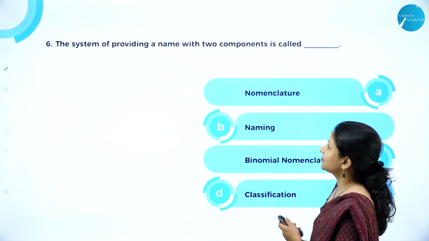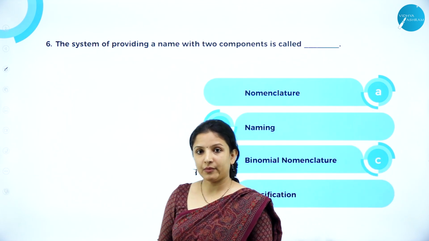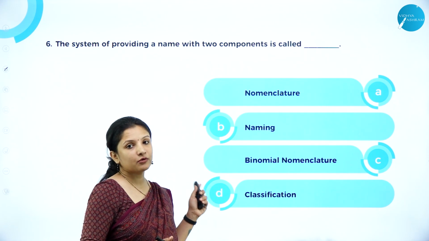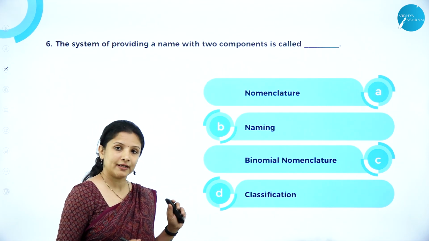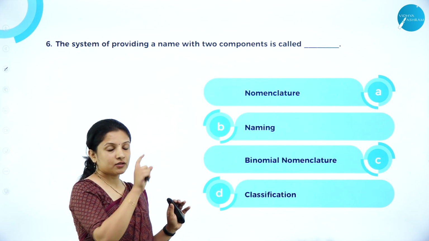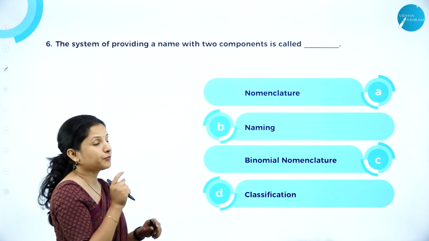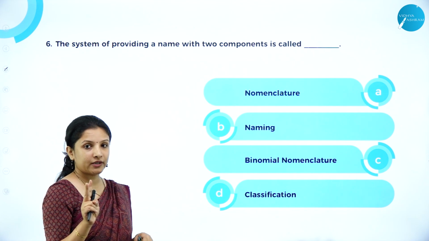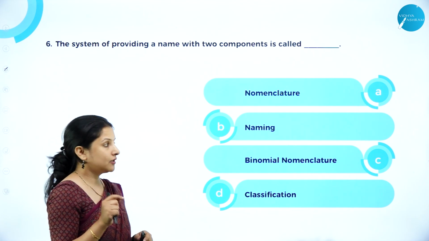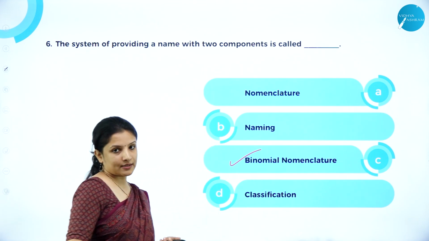Next question, the system of providing a name with two components. Now here, if you remember, the first question was the system of providing name or the system of naming an organism is called as nomenclature. Here the question says, in this particular question, it is read as a system of providing a name with two components. So, two component means two. It means bi, right? So, therefore, the answer here is binomial nomenclature.